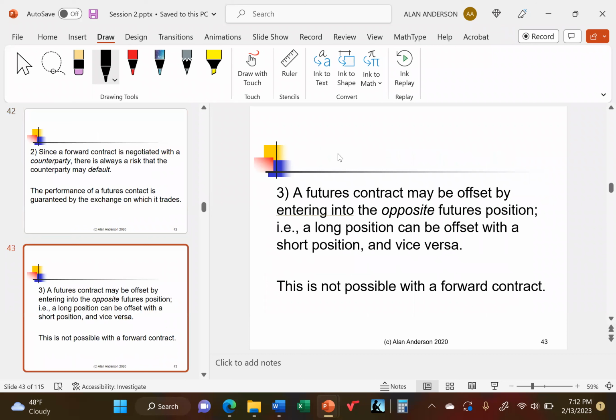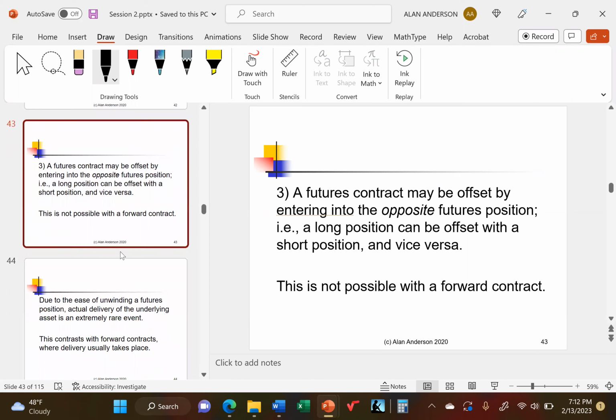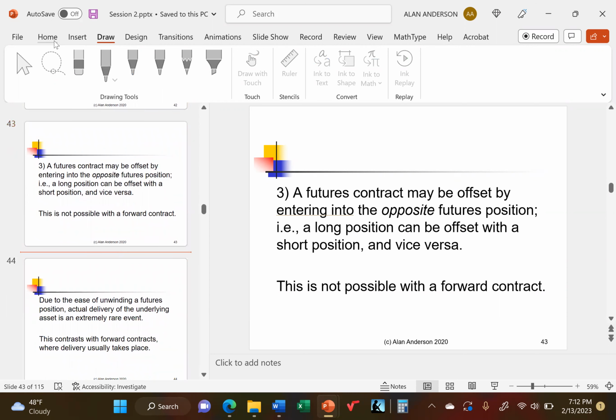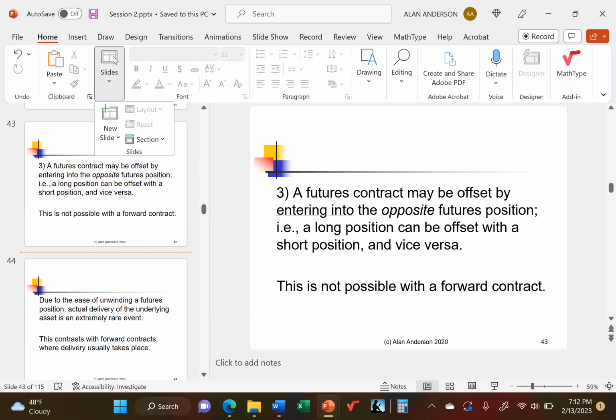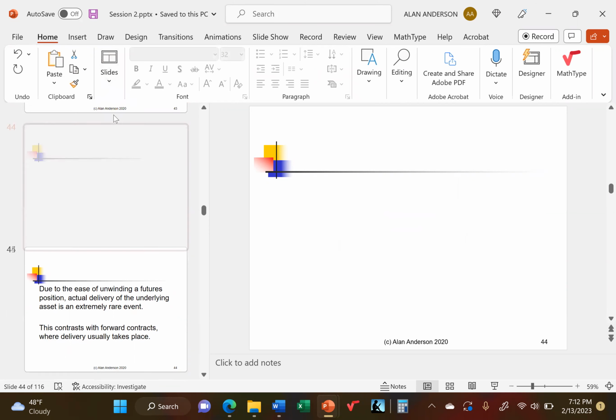Number three, now this is an interesting outcome. A futures contract position can be offset by simply entering into the opposite futures position. So for example, let me sneak this in here. And this is not something you can normally do with a forward contract, by the way.